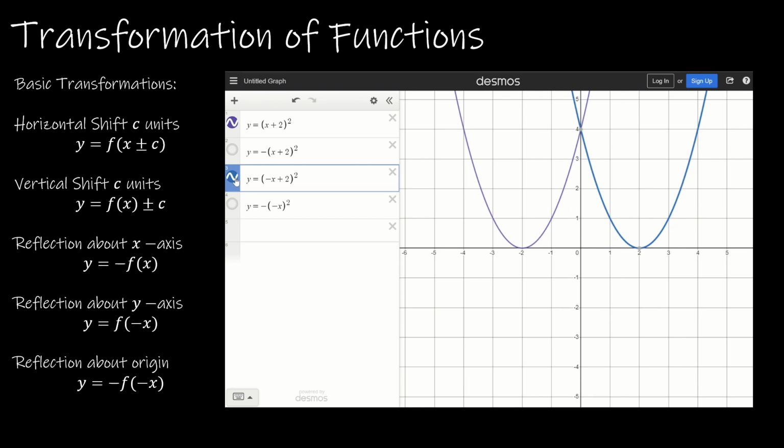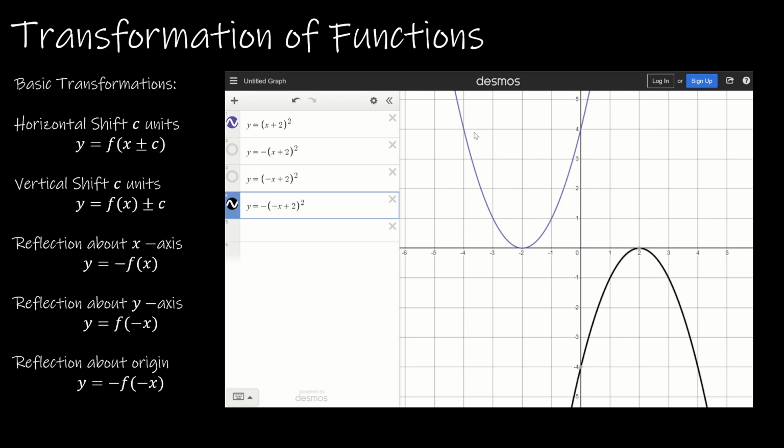Now, how would I reflect it about the origin? Again, let's start with my original function, and it says let's put a negative in front of the whole function, and let's also make x negative x. Now, where do you think this one's going to go? Well, remember, it's really a rotation of 180 degrees, so notice it just rotated around the origin 180 degrees.